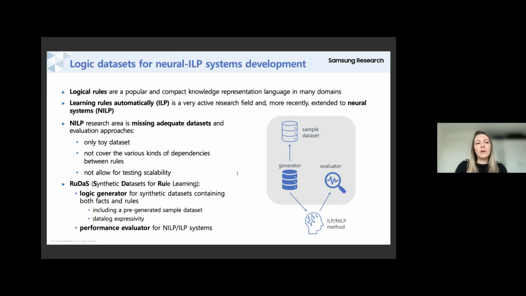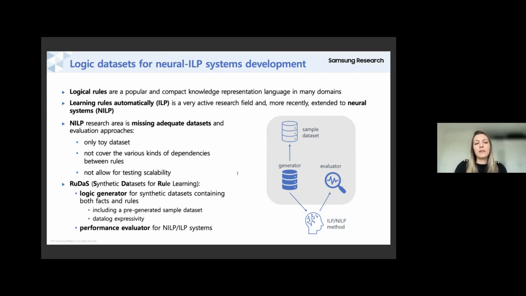The problem with neural ILP systems is that they don't have appropriate data sets. We only find very simple data sets, toy problems with very simple rules. Also, the evaluation methods are usually very machine learning oriented and often not suitable for this logic context.